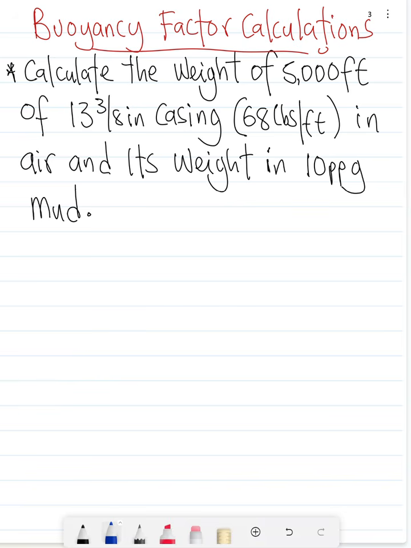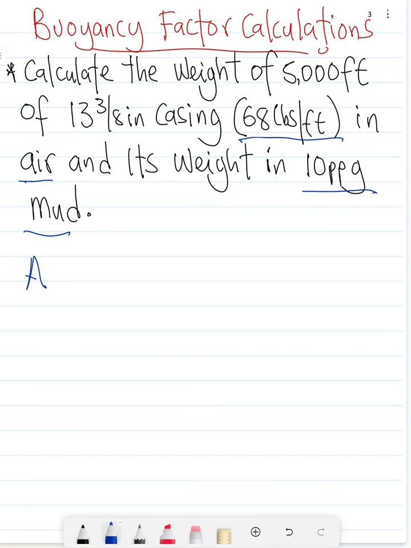Everyone, I'd like us to take a practical example so that we buttress what we've learned about buoyancy factor calculations. In this particular question, they said calculate the weight of 5,000 foot of 13 and 3/8 inch casing. The weight of that casing is 68 pounds per foot in air, and we also want to calculate the weight in 10 pounds per gallon mud.